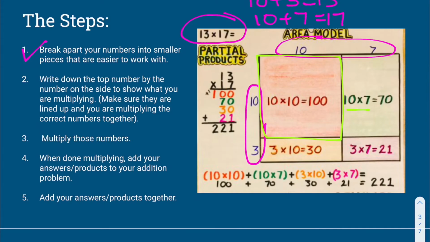Then they went down to their next box and they brought the 3 and the 10 all the way down. And that gave them 3 times 10. And then finally, they went to their last box, brought the 3 from the left and the 7 from above, which gave them 3 times 7. And that was step 2.